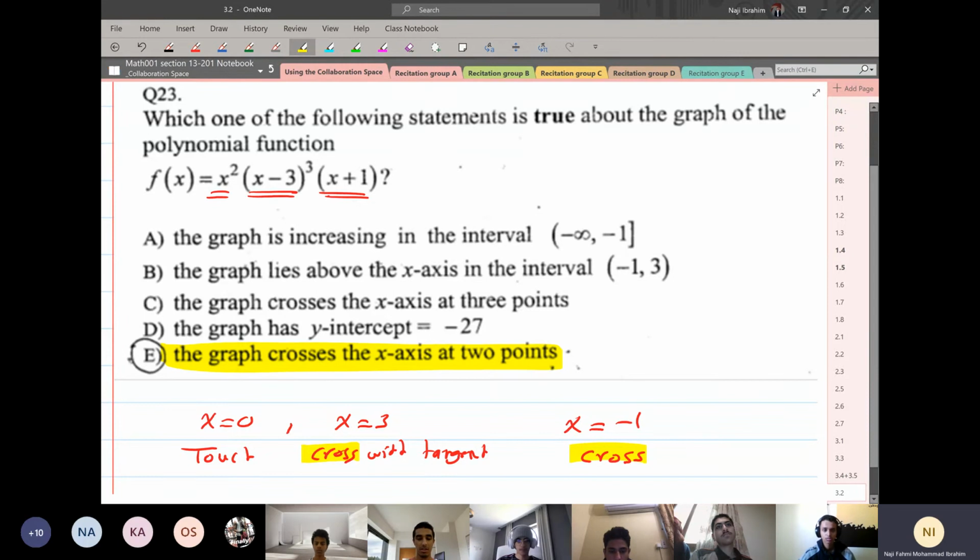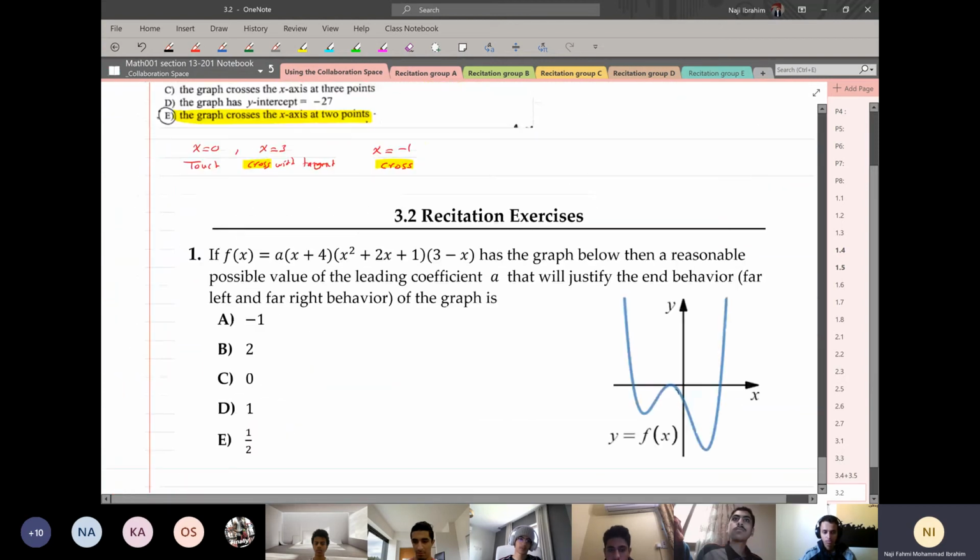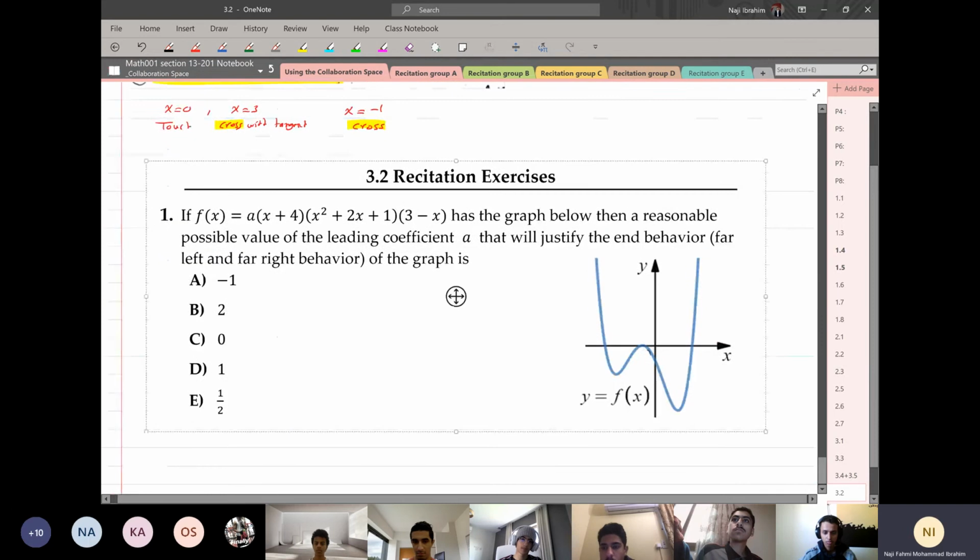Of course, if you cannot do it with this discussion, you need to graph the function. And I think we did some examples of how to graph. Any questions? Now I will start with some questions from the recitation. This is recitation 3.2.